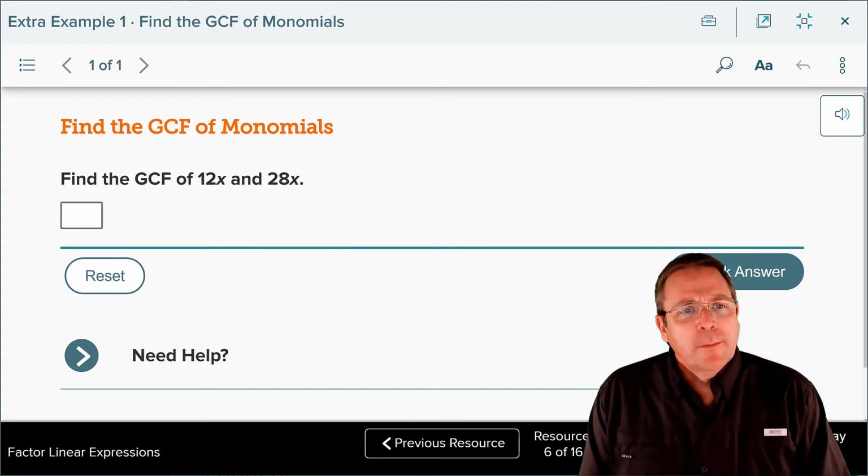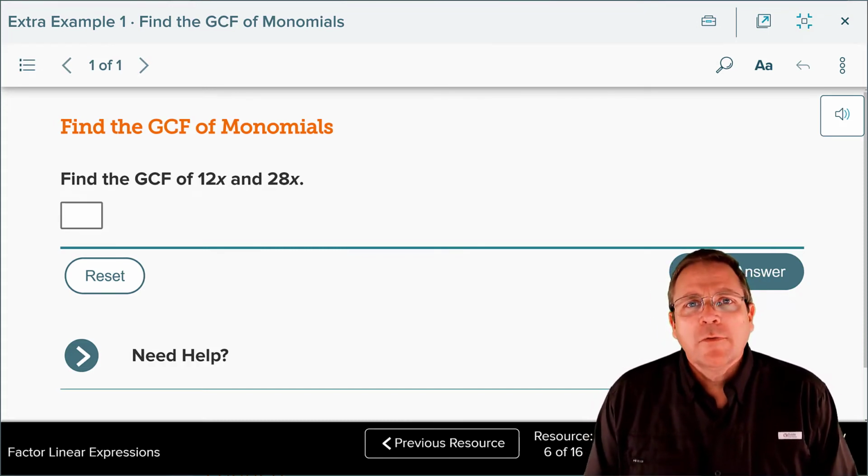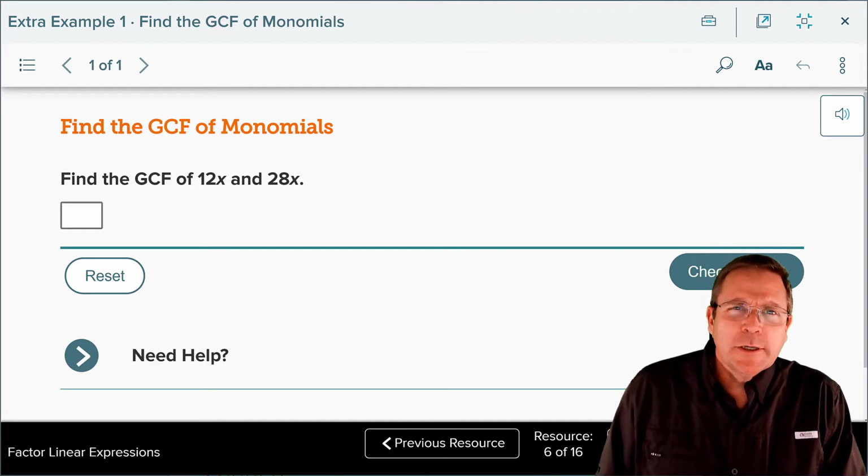Now it's going to be your turn. Find the greatest common factor of 12x and 28x. Use upside down division.